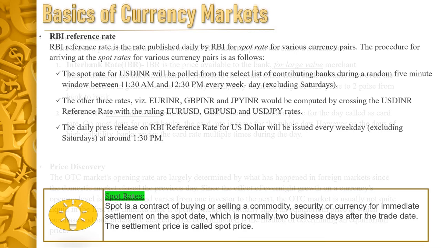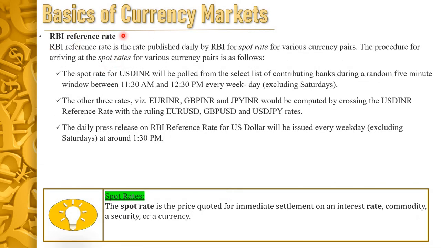Coming to the RBI reference rate. The RBI reference rate is the rate published daily by RBI for the spot rate for various currency pairs. The procedure for arriving at the spot rate for various currency pairs is as follows. Now what does spot rate mean? Spot rate is the rate at which immediate settlement between two trading parties can take place. It's like the prevailing exchange rate in the market right now.